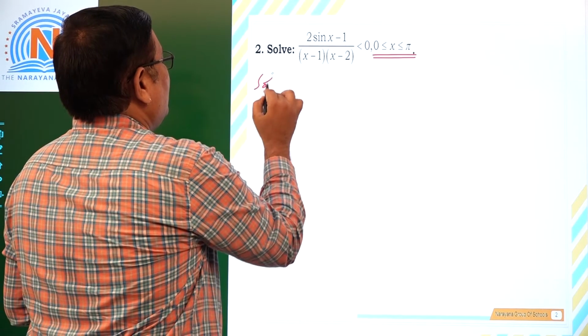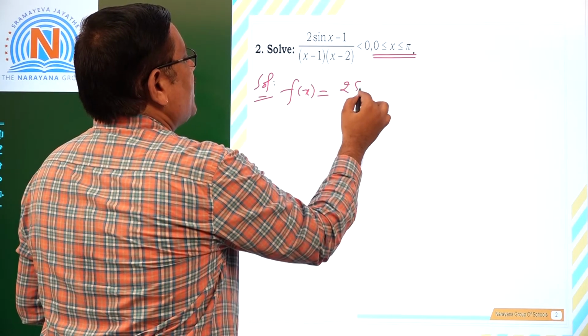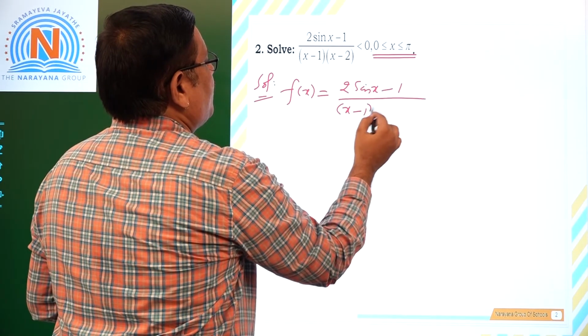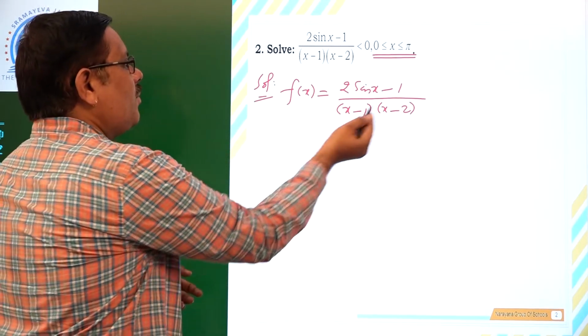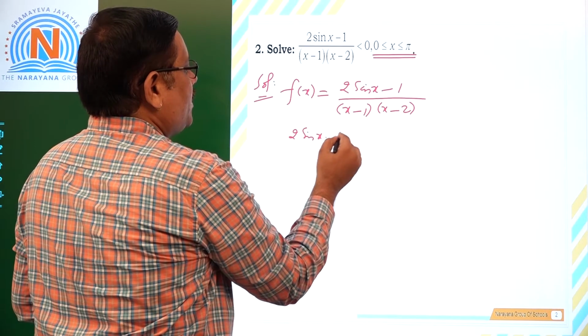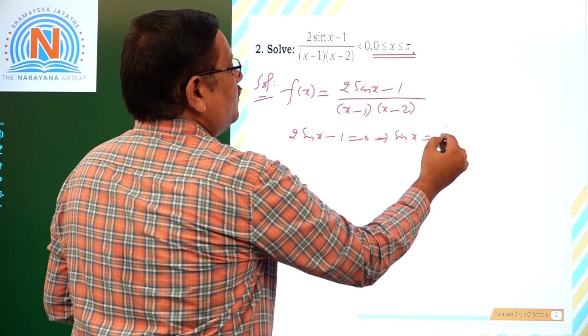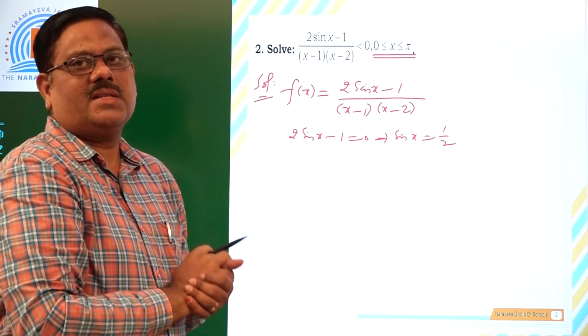Now let us take f(x) = (2 sin x − 1) / ((x − 1)(x − 2)). So what are the critical points we will consider here? The first point is where 2 sin x − 1 is 0. It implies sin x is 1/2. What are the values where sin x is 1/2?